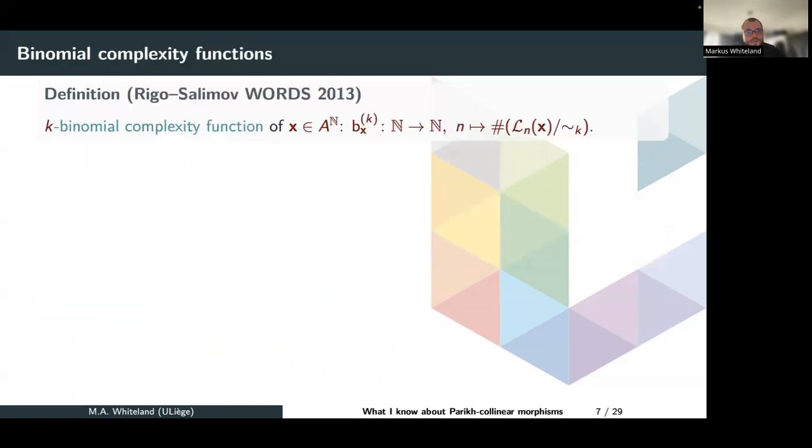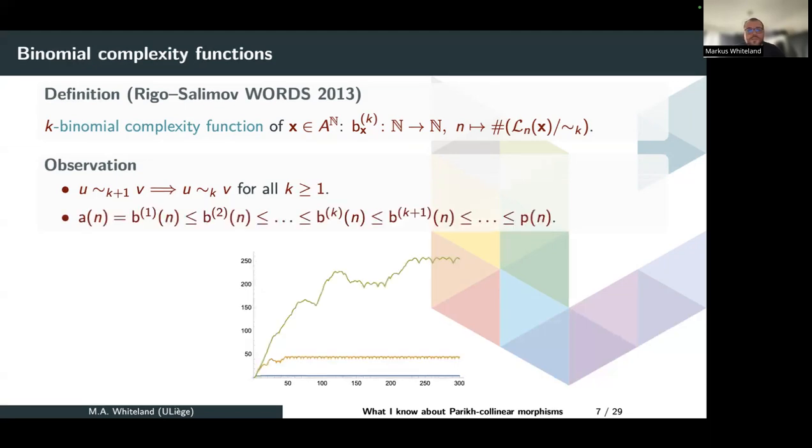So with this k-binomial equivalence relation, we can define the k-binomial complexity function, much like we did with the abelian complexity function. So here, instead of counting, again, all factors of length n of an infinite word, we count the number of k-binomial equivalence classes we see among the factors of length n. Well, the first immediate observation is that if you have two words that are k+1 binomial equivalent, then they are k-binomial equivalent.